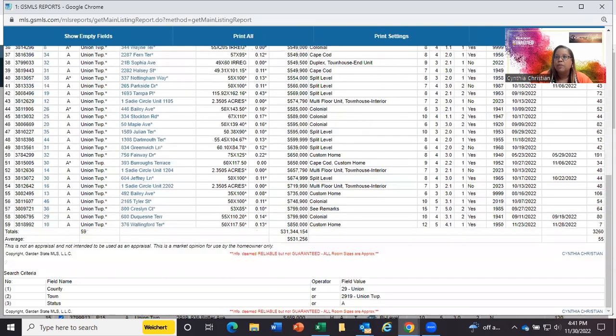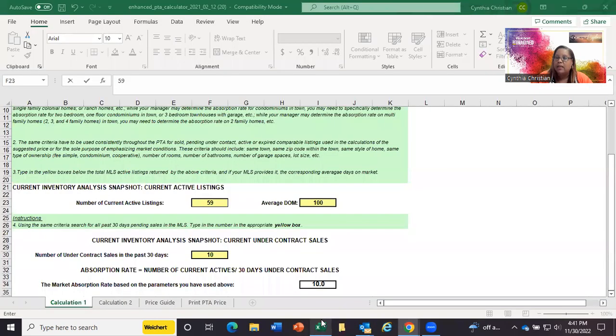When you scroll to the bottom, this will give you the average list price of all 59 of them. So right now in Union, the average list price is $531,256. And the average days on market is to the far right. It's 55 days. So I'm going to go back and put 55 in here. So you thought you had to calculate that all by hand. No, you do not. So we have 59 listings, 55 days on market.